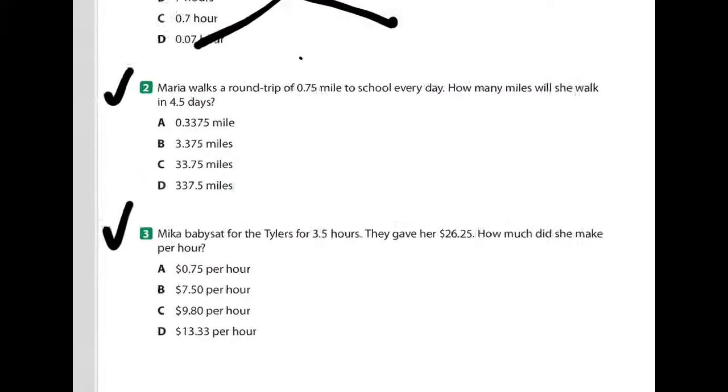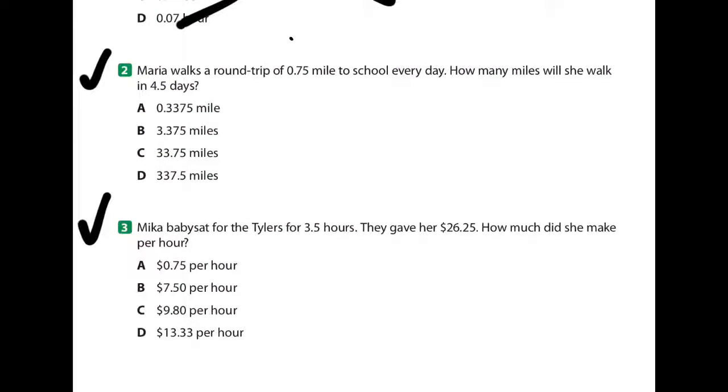All right, so number 2. I'm going to read it, and here's what it says. It says, Maria walks a round trip of 0.75 mile, so that's 3/4 of a mile to school every day. How many miles will she walk in 4.5 days?